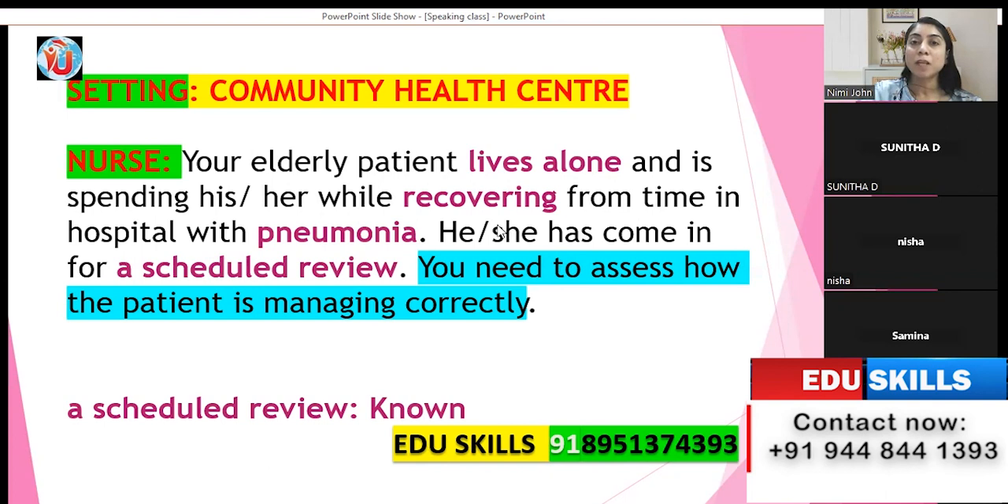Sometimes the patient may be the bystander, for example the mother who brought the child. In that case also there will be a known case or unknown case, so you can confirm the relationship between the patients. Most probably it will be given in the role play, mother or son or father, whatever it is. The interlocutor will take the part of the bystander, but you have to ask the name of the patient also.